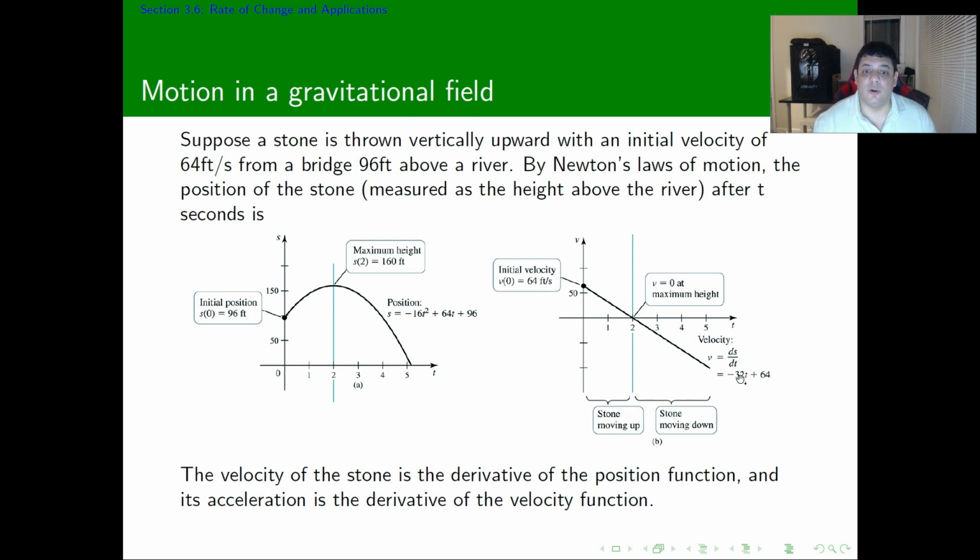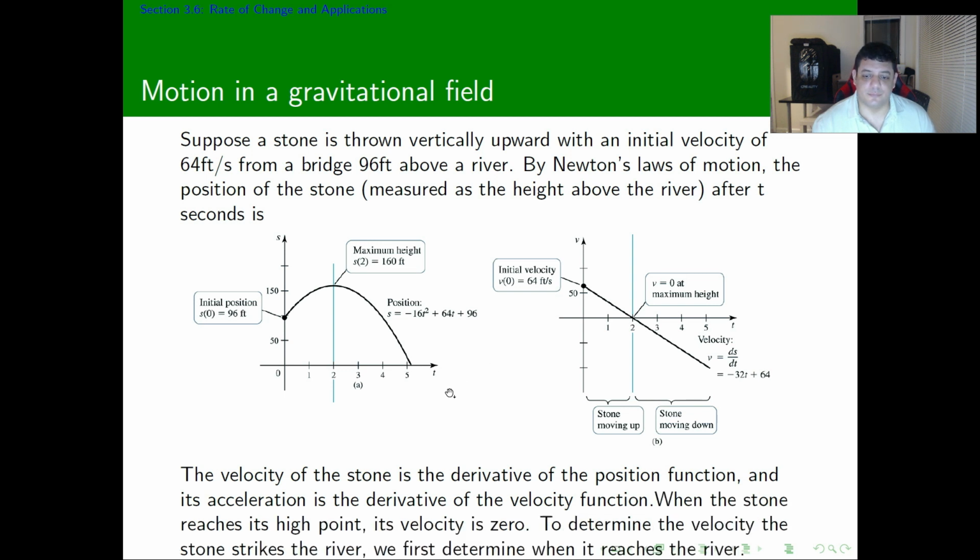So as you can see, we always have constant deceleration. This is going to be always negative, minus 32. So it is always losing speed. When the stone reaches the highest point, the velocity is 0, as I mentioned here.